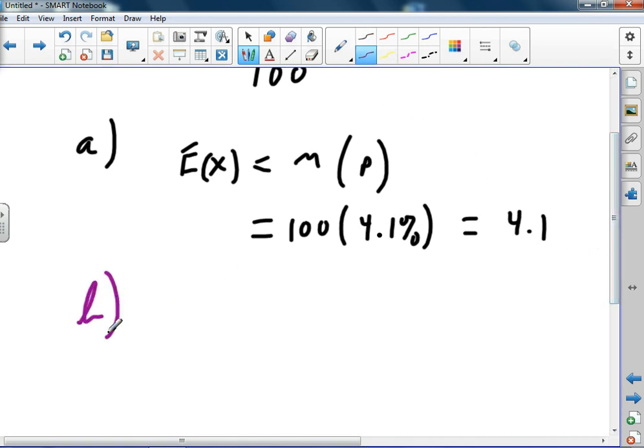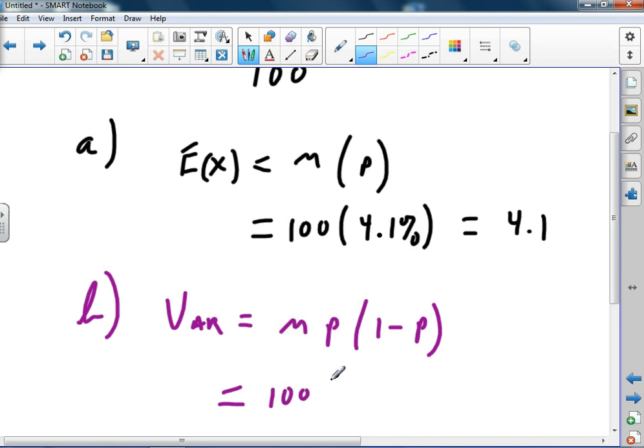B. What are the variance and standard deviation of the number of people who are unemployed? Okay, so the variance is going to equal n p times 1 minus p. 100 times 0.041 times 0.959.